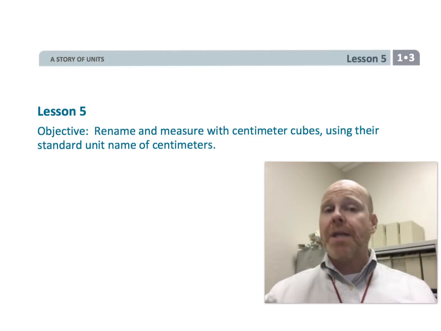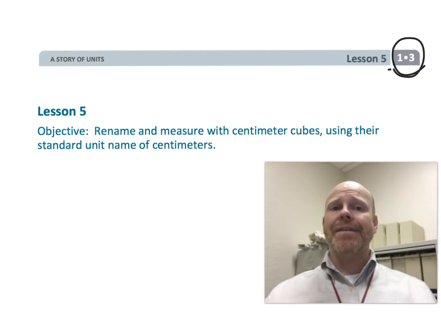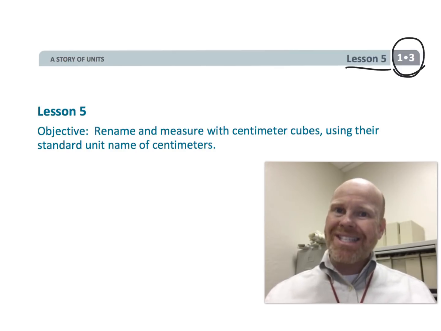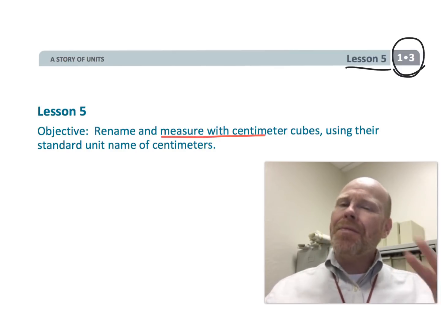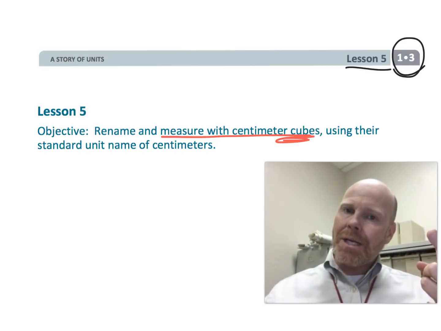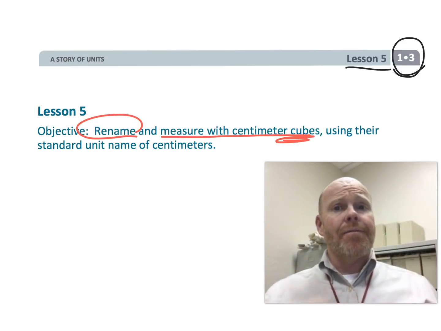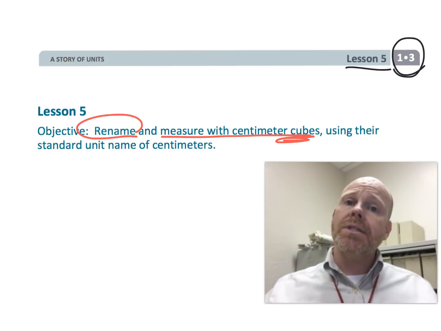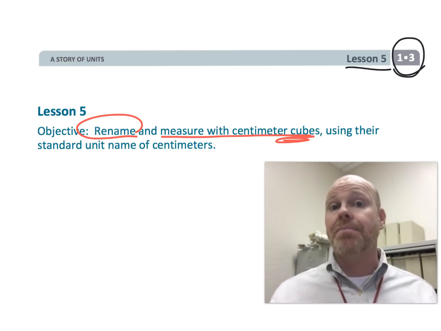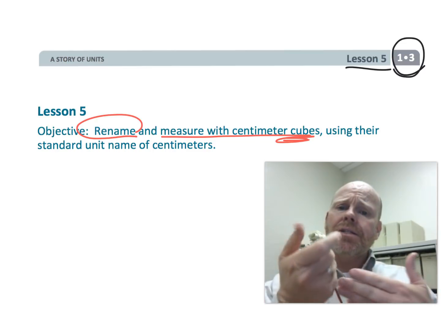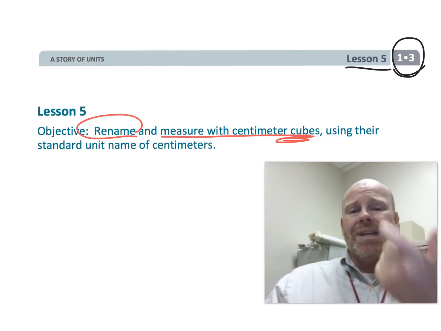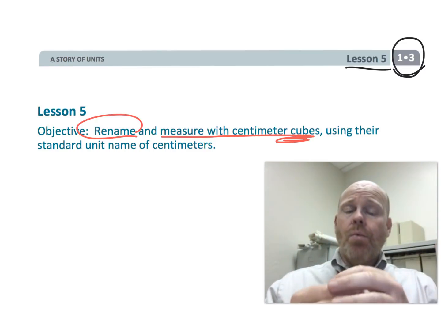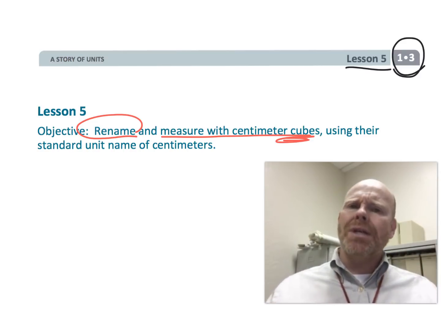Right, this is first grade, Module 3, Lesson 5, and in this lesson, students are going to be measuring objects using centimeter cubes, but then they're going to rename their measurement. Rather than saying 5 centimeter cubes long, students are going to simply start saying 5 centimeters long. The idea is that centimeter cubes can be renamed centimeters when we're talking about length. Let me give you an example.